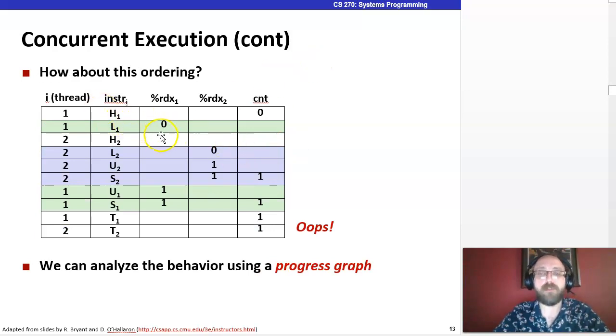Here's another possible ordering. And again, the same thing. We're going to load the value in thread 1, then thread 2 runs, it loads that value 0, thread 2 stores the value 1, then thread 1 gets a chance to run again, increments, stores the value 1, and we have the same problem. So one way we can analyze this is with a process graph. So we'll take a look at that in the next video.